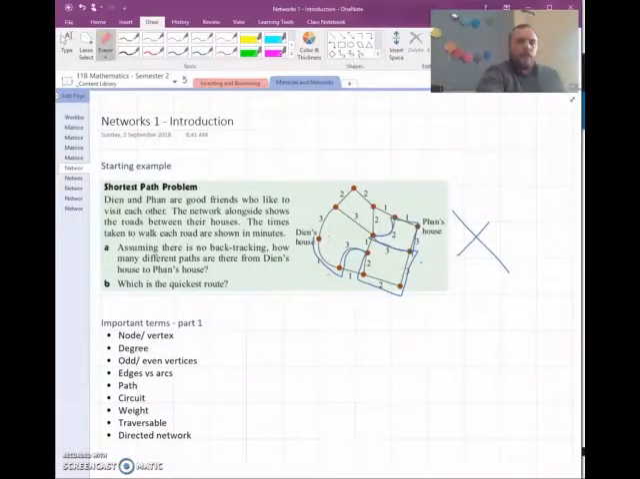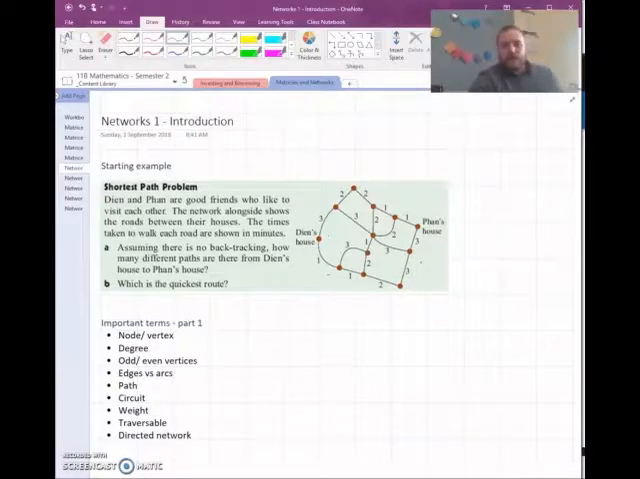Okay, last thing, a directed network. Let's imagine for a second that in these roads between Dean's house and Fun's house, there is a one-way road.